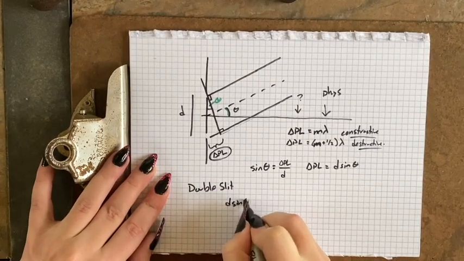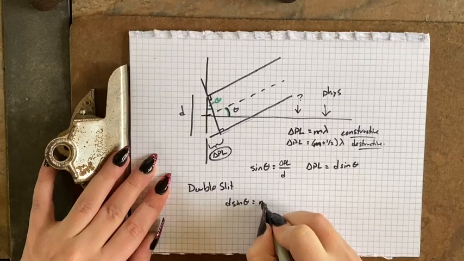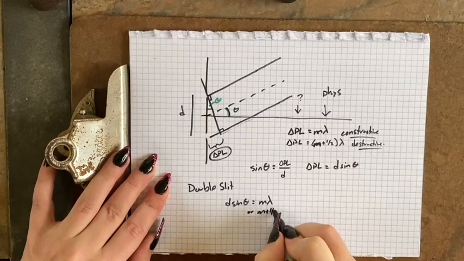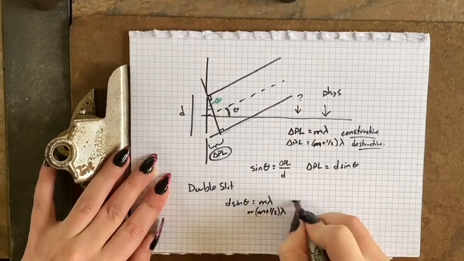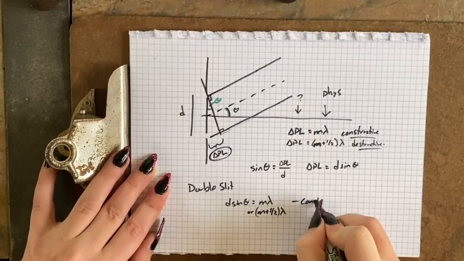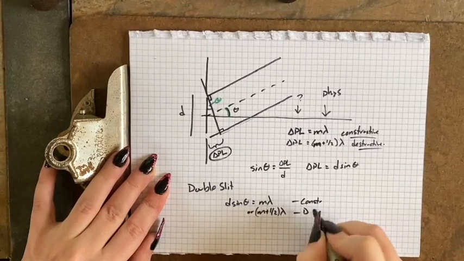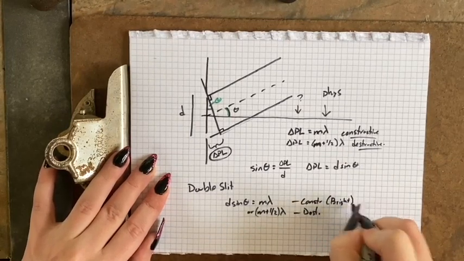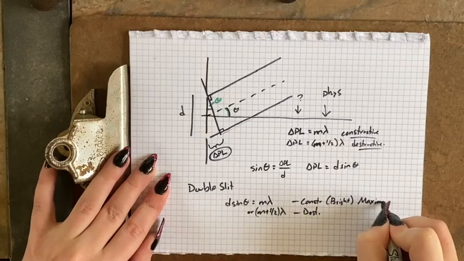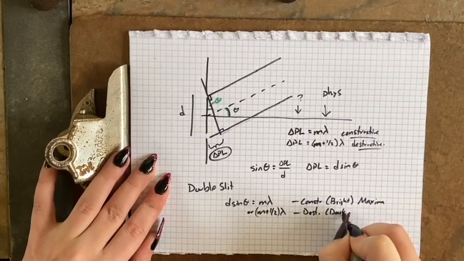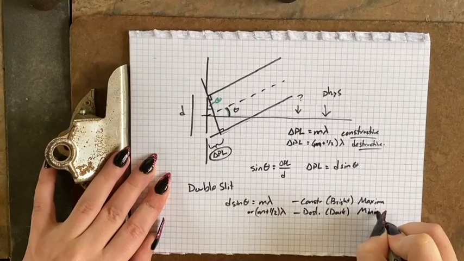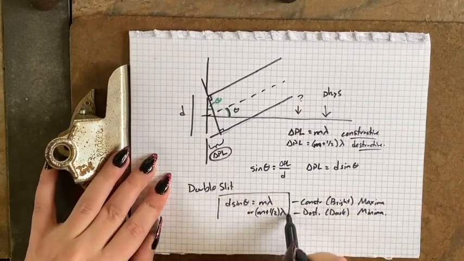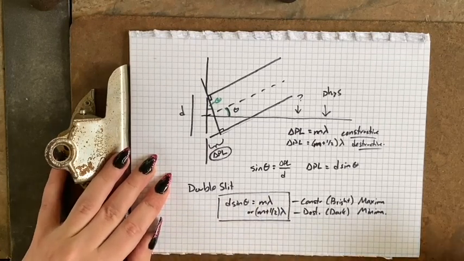d sine theta is m lambda, or m plus a half lambda. And this is if you want to find bright spots. This is if you want to find dark spots. We might call them bright, we might call them maxima. We can call these dark, we can call these minima. That's your equation. That is pretty much all there really is to this unit.